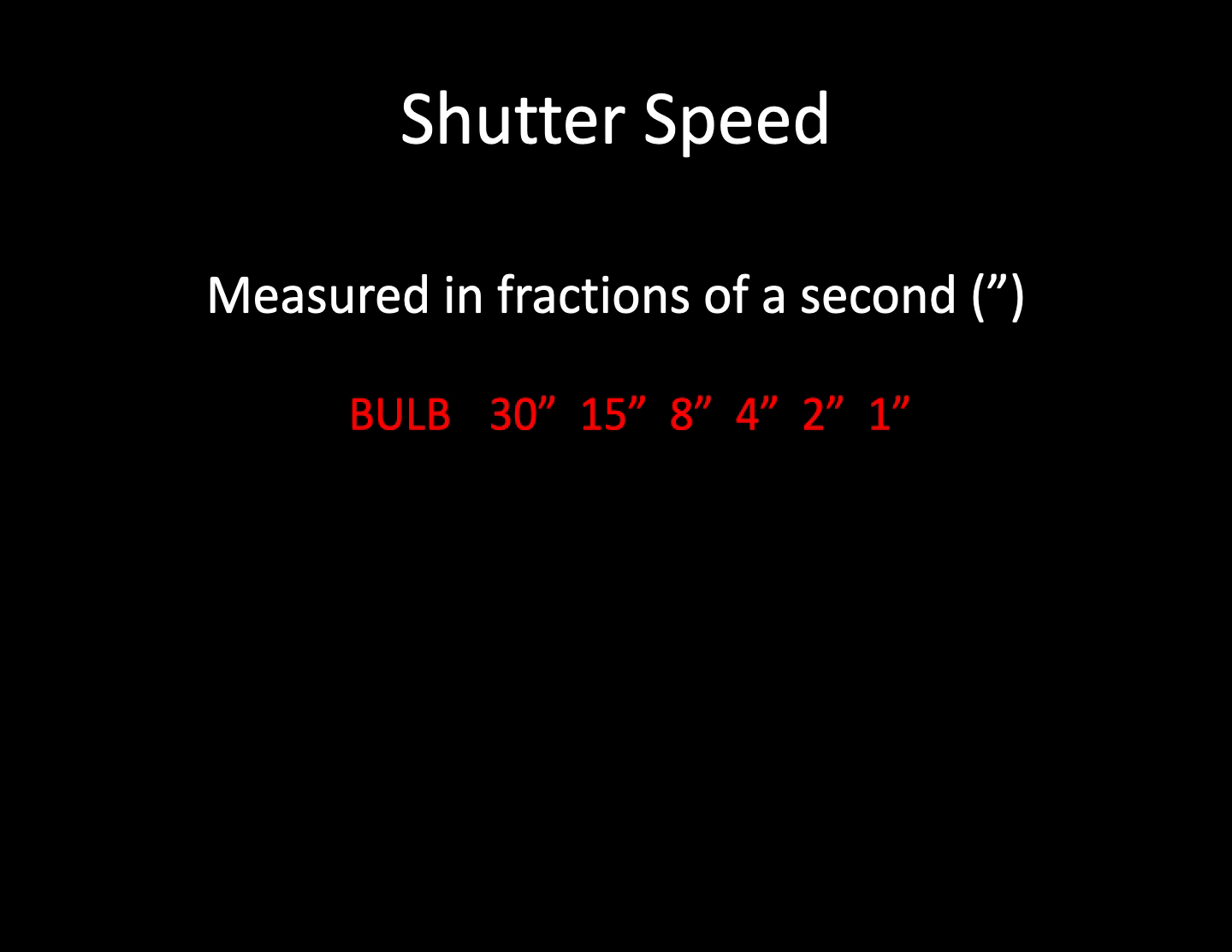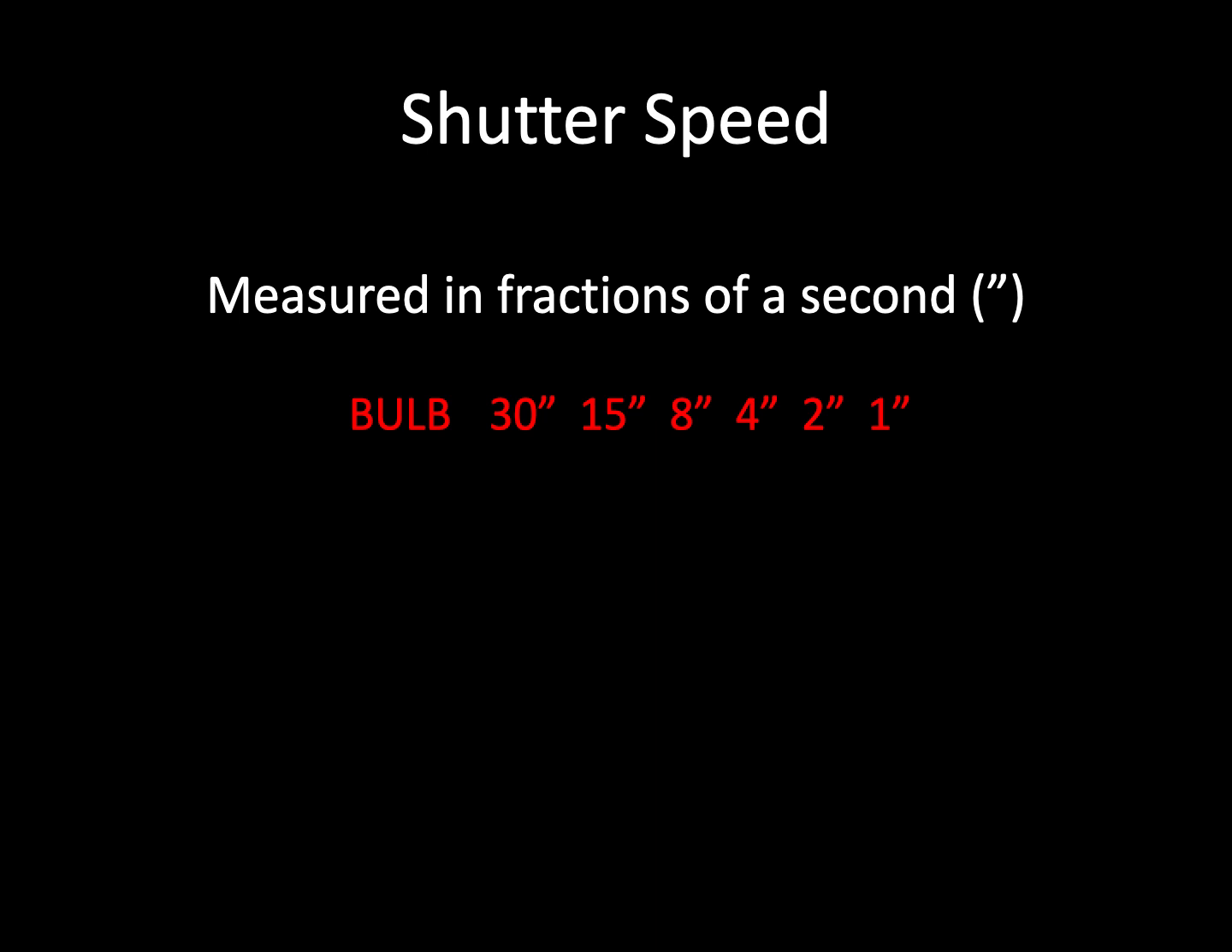Half of 30 seconds is 15. Now half of 15 is actually 7.5. But what's half of 7.5? And what's half of that? Doesn't take long before you're in trouble. So instead of being 7.5, it's 8. 8 seconds, 4, 2, 1 seconds.